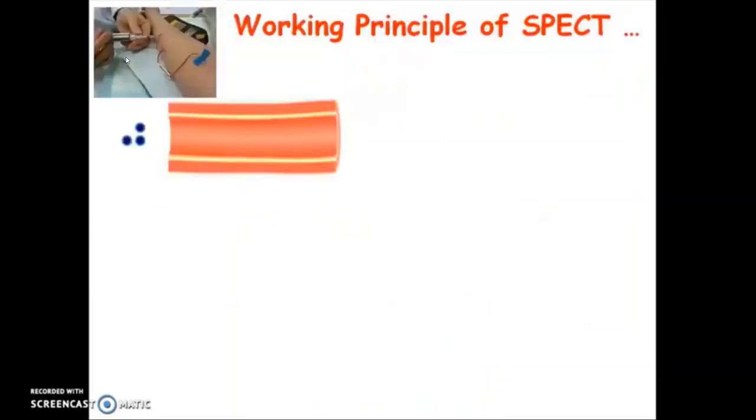Let us put it in a nutshell and describe the working principle of SPECT. For example, this is a blood vessel where we inject the radioactive isotope intravenously. As soon as I inject it, the isotope, which is in liquid form, enters the circulatory system. As the radioactive material goes through the circulatory system, it emits gamma rays.